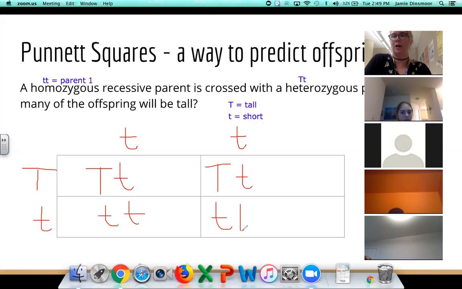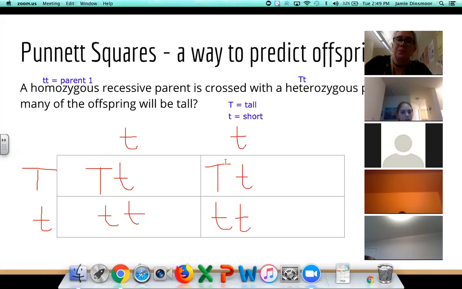Okay, so now that part's the easiest part, honestly, filling in the box. You just look at what rows and columns you have. But now we determine what this means. So back to our question, how many of the offspring will be tall? Well, look at your offspring here. What percentage of the offspring will be tall? 50%. Why? Because 50% of them have a big T, which represents tallness.